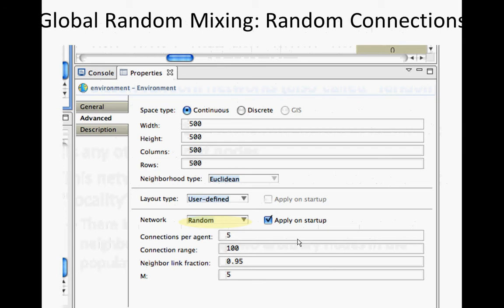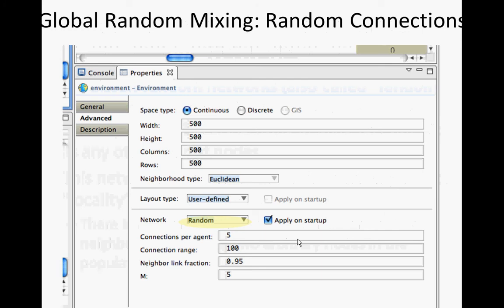You have this kind of high entropy wiring. So you can pick a random network, and what's relevant here is the connections per agent. How many connections are there on average per agent? What's very important to realize is that this connections per agent is not enforced. It's not fixed, it's not uniform over the space. Some people have more, some people have less. This essentially determines the network density: what fraction of all possible connections are there?